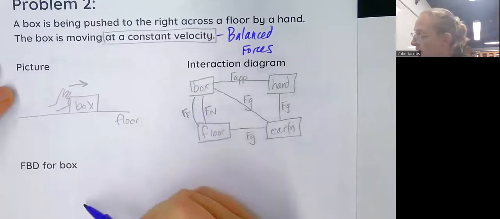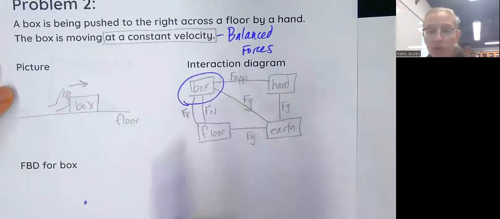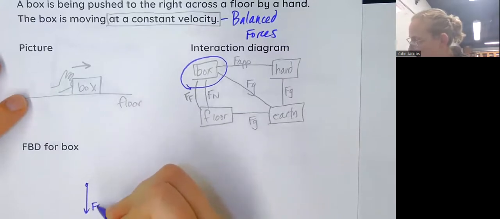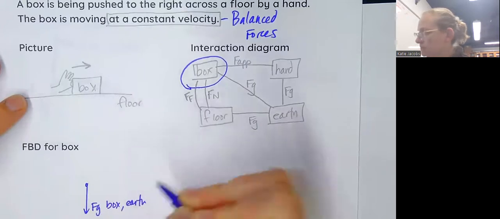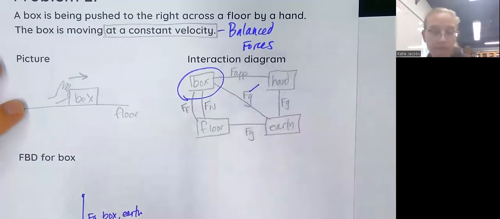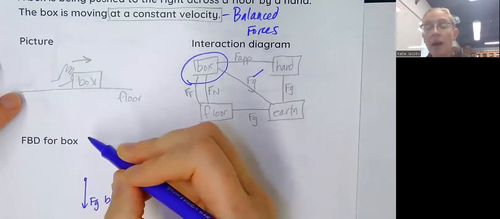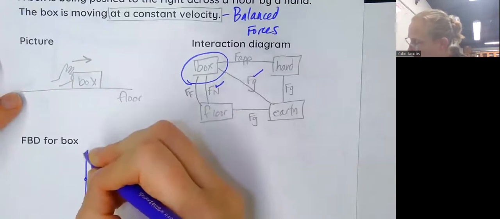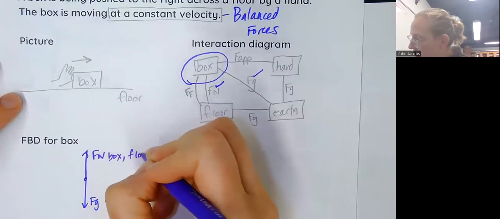When I'm drawing my free body diagram for the box, I circle the box and there are 1, 2, 3, 4 forces acting on it. I'm going to start with Fg. On the box by the earth. Check. There is a force up by the floor. That's the normal force by the floor. Fn on the box by the floor.